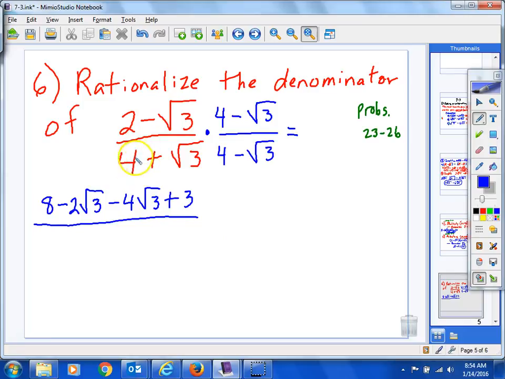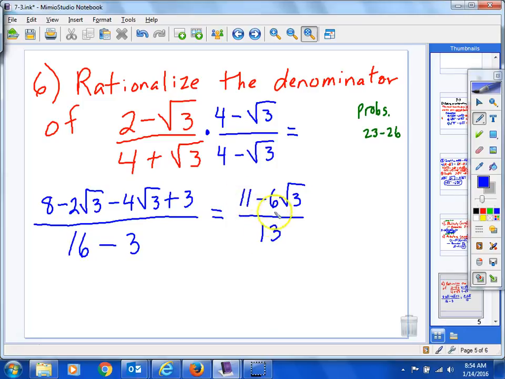Let's go ahead and work on the denominator. These are conjugates, so all we really need to do is multiply the first terms together, 4 times 4, minus the last terms together. Root 3 times root 3 is just 3. And now we'll combine like terms and see if we can cancel anything. And if not, then we will be finished. So let's start with 8 plus 3, which is 11. And then the radicals, negative 2 minus 4 is negative 6 root 3. And then the denominator, 16 minus 3 is 13.